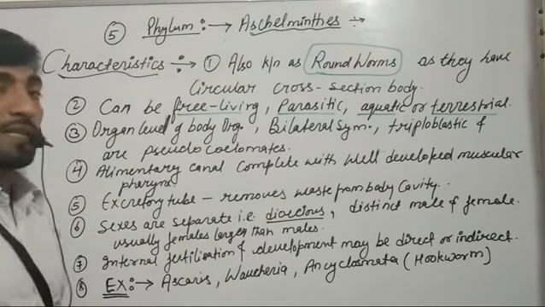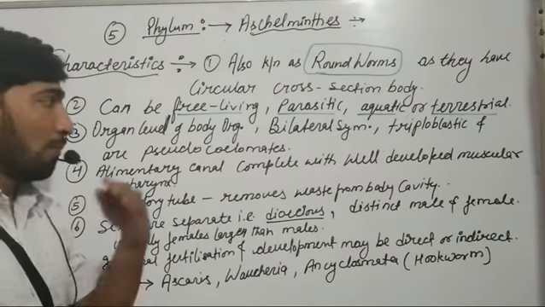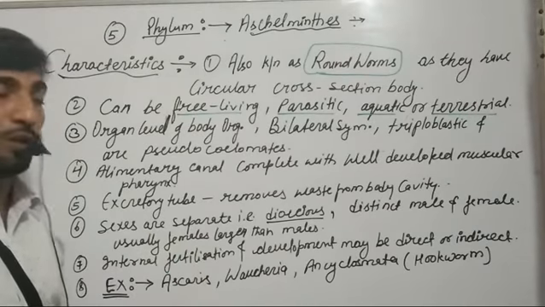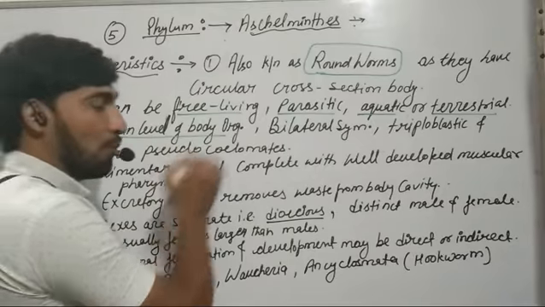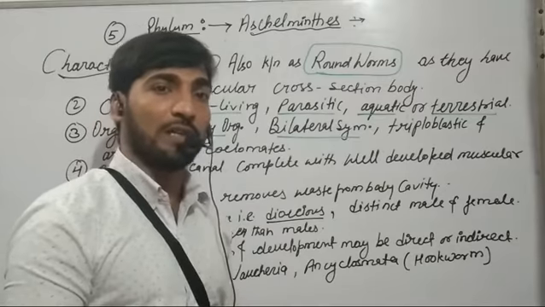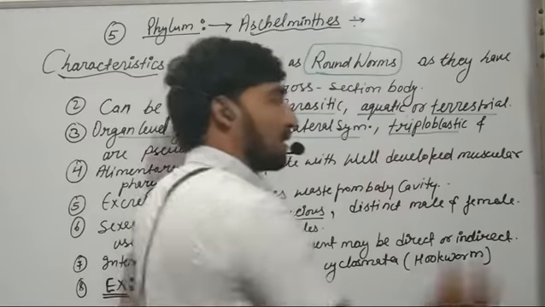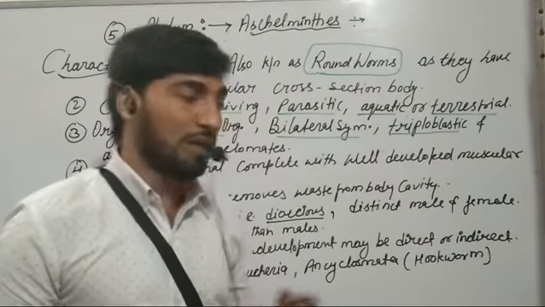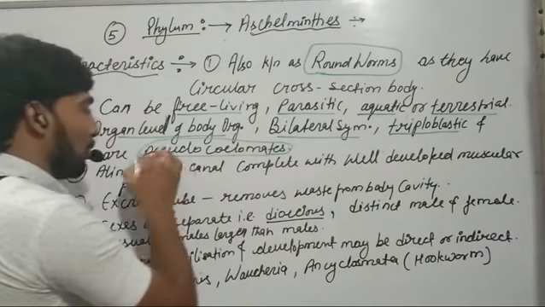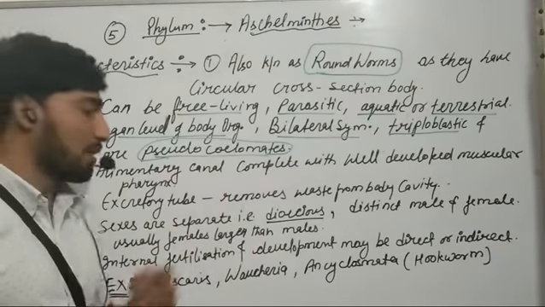And these Aschelminths have organ level of body organization. They show bilateral symmetry, that means their body can be divided into two equal halves. They are triploblastic, that means they have three embryonic layers, and they are pseudocoelomates, that means they contain a false body cavity, that's why they are pseudocoelomates.